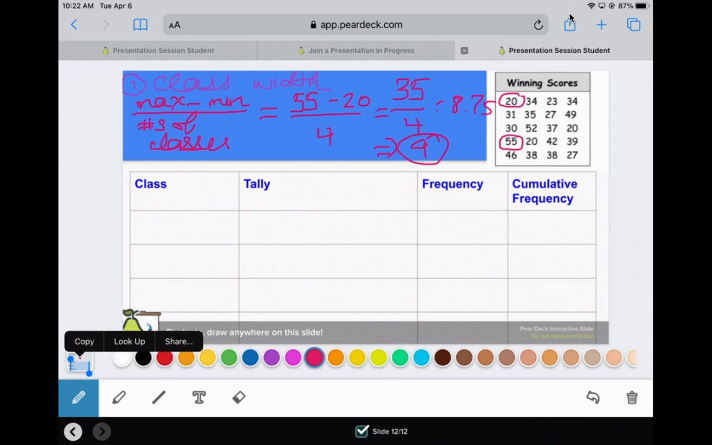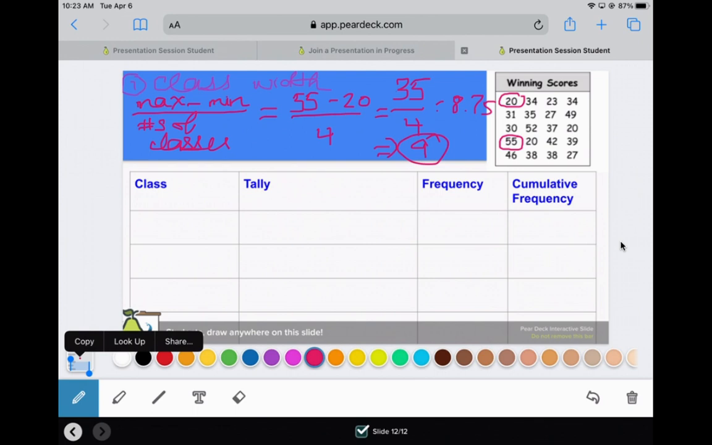Okay. All right, I'm going to check in the chat right now. Okay, Miss Munoz also typed in the chat the steps for you as well. So step number 1, you're going to find the class width. You take the highest value, in this case 55, and then you minus the lowest one, which is 20. Okay. And then we divide by 4 because we have 4 classes.